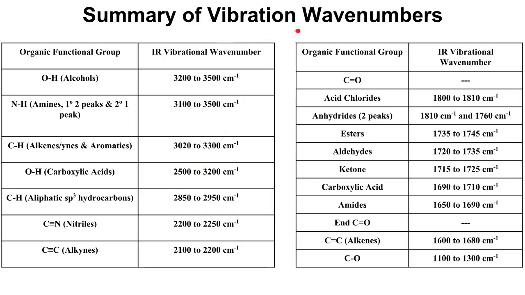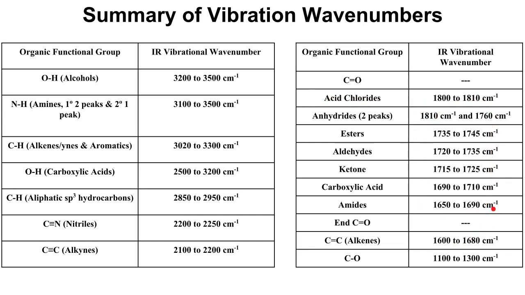All right, so here is a summary of the vibration wave numbers. We said alcohols are 32 to 35, the amines 31 to 35, and you can go down and you can see the list here. So what I really want to focus on is the carbonyl portion here, because that we can differentiate some of these.